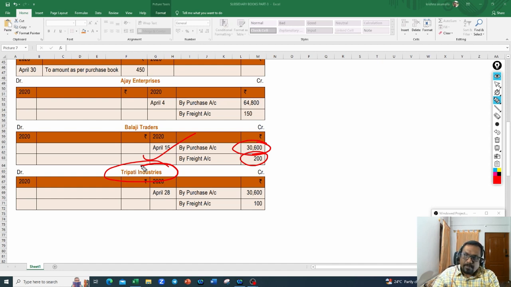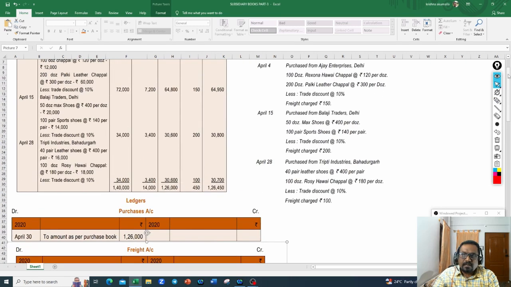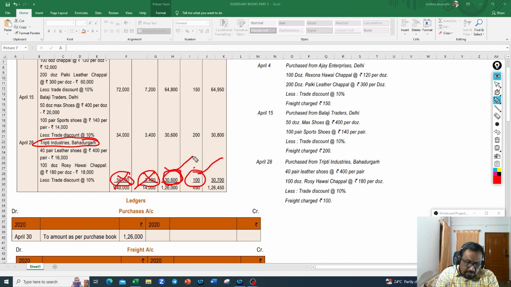Let us go up and see how the transaction has been recorded on top. Tripti Industries. See here. What is the net purchases we made? 30,600. This you should not take. Why? Because this is a trade discount. This is a gross amount, inclusive of trade discount. This also we should not take. What amount we need to take? 30,600 we are supposed to take. This 100 rupees is what he charged as freight. So this also we need to take.